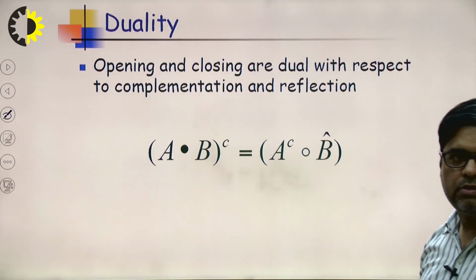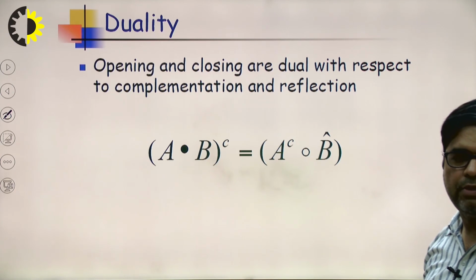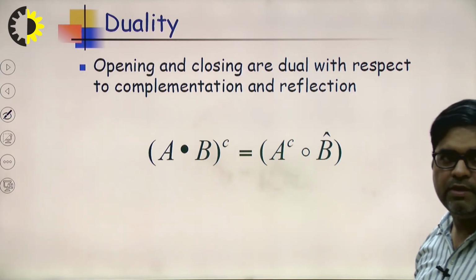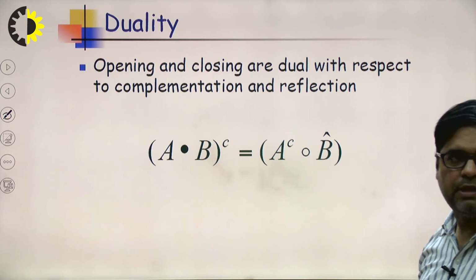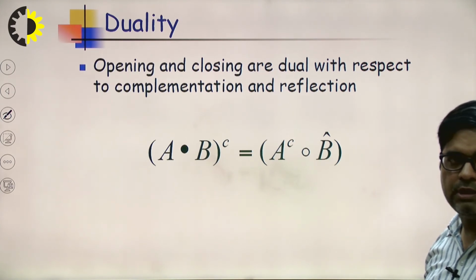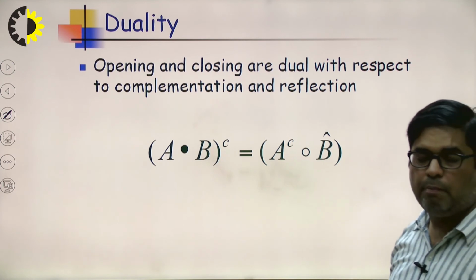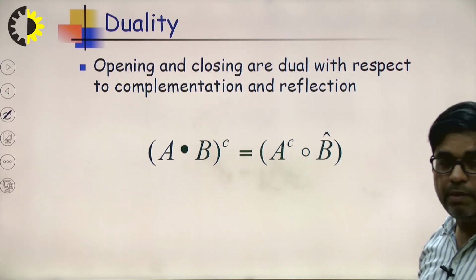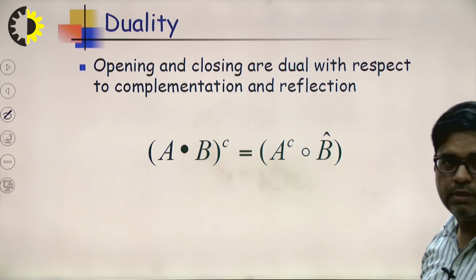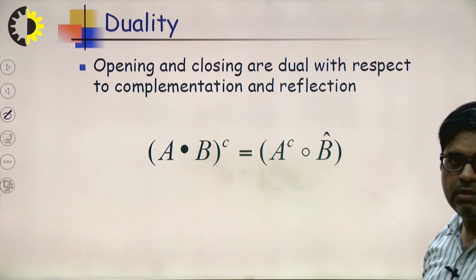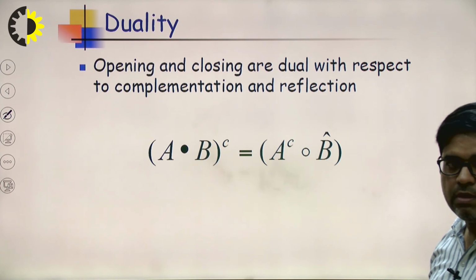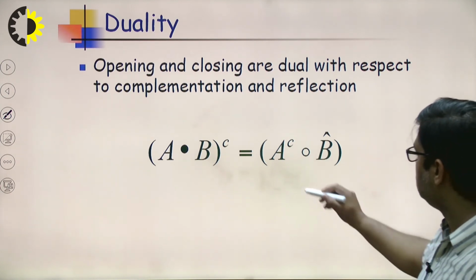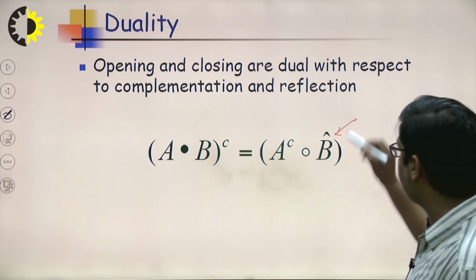Duality principle. Whenever we apply the duality principle on the closing, it will convert it into the opening. In the duality principle, we can see that opening and closing are dual with respect to the combination of complementation and reflection. Whenever we apply the complement operation over the closing, the complement of A • B is equal to A complement ∘ B reflection. This is the sign of the reflection.